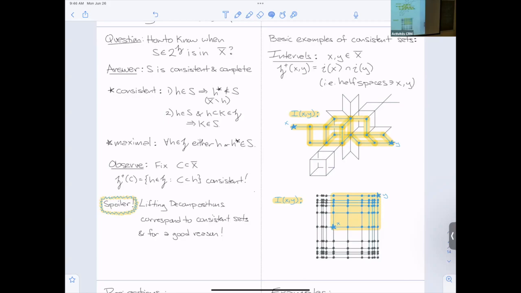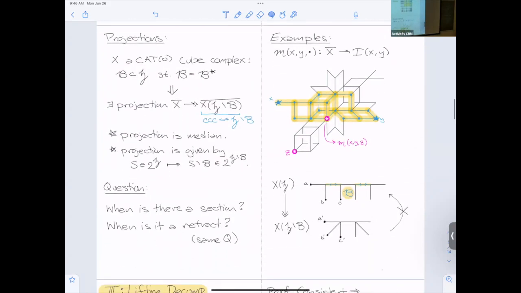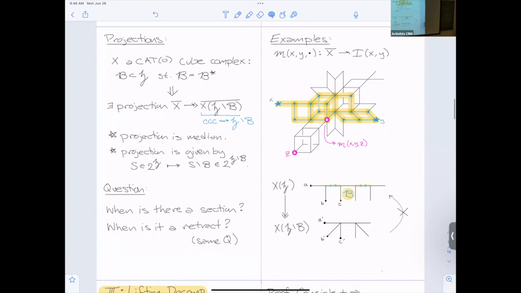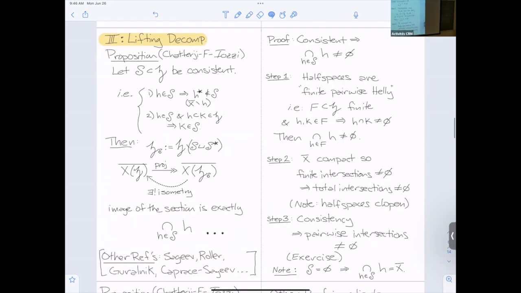No, it's a projection. It's a contraction. Yeah. I mean, this example here shows it's not an isometric embedding, right? But it is a projection. So exactly, we want to answer the question, when can we go backwards? Okay, when is it an isometry on something, and when can I put it back? Okay, and that's the whole point of the lifting decomposition.